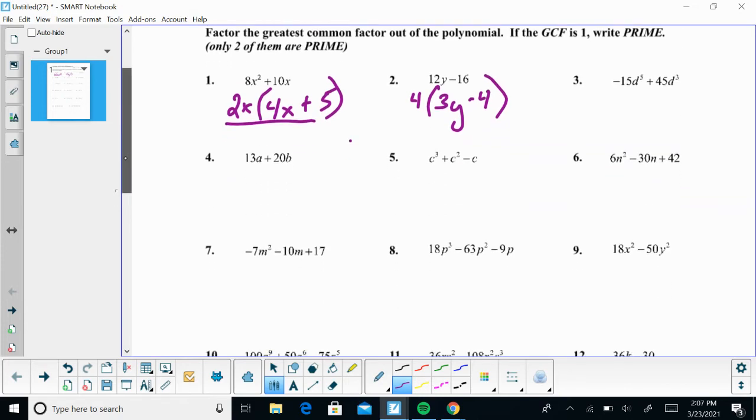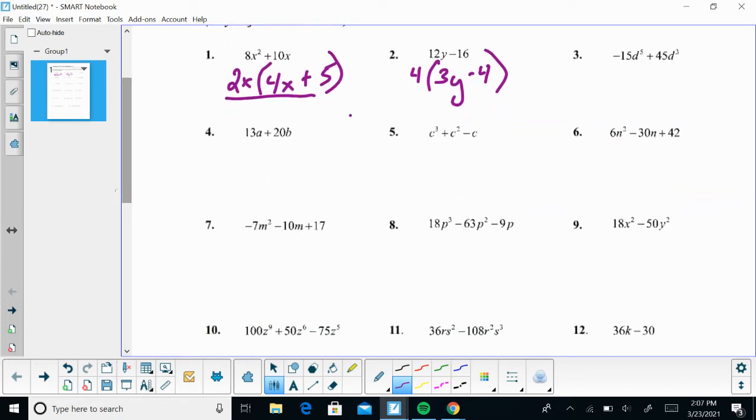Scroll down and do one of these that has 3 terms. So let's look at something like number 7. What's my greatest common factor here? Well, I could factor out a negative 1 and have 7m squared plus 10m minus 17. That's really all I could do because 7 is prime, and so is 17.